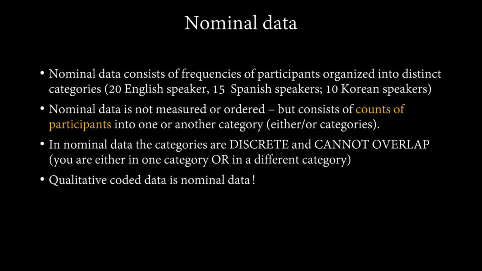This is very important for the chi-square test, goodness of fit test. In nominal data, the categories are discrete and cannot overlap. In other words, you're either in one category or you're in another category. You cannot be in both categories unless you have a category which is called both categories. Also, for our purposes, it's interesting to note that qualitative coded data can be nominal data that you can use in tests like a chi-square.